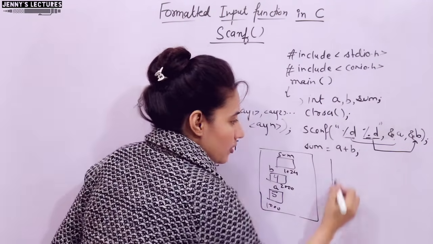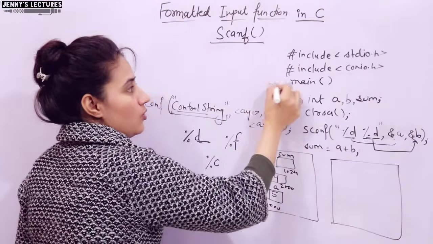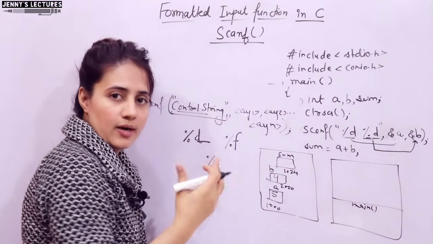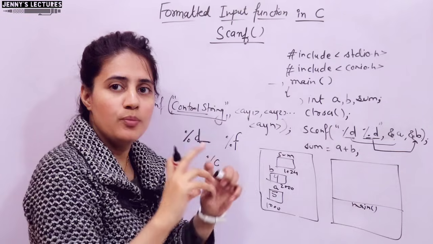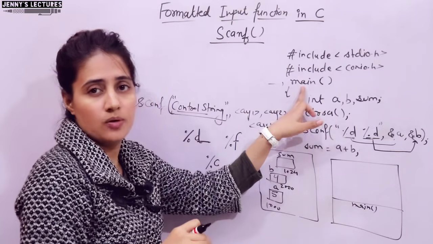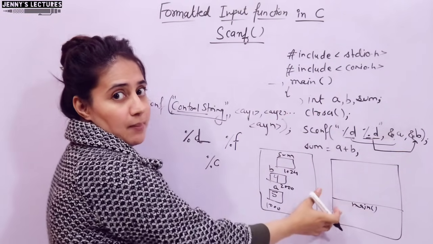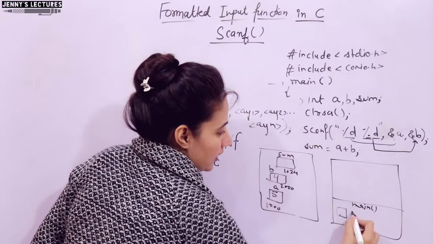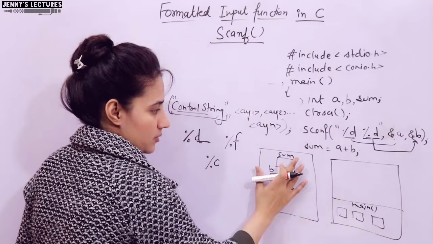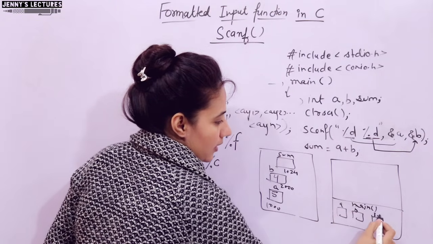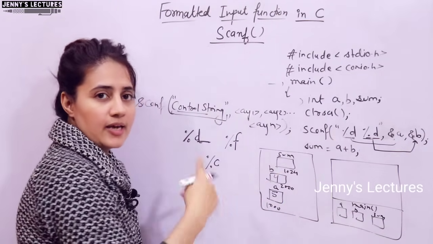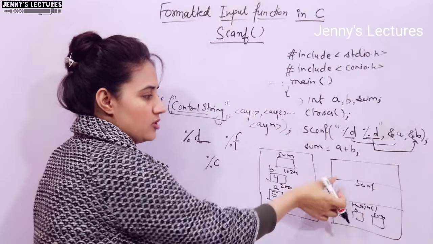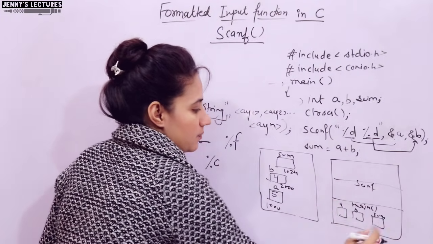What is the actual process? It is this. Whenever we call the main function, some memory would be assigned to the main function, right? When we do this function call, in main memory, suppose we have A, B and sum, like this. This is main, with A, B and sum. And whenever we call the scanf function, then some other memory would be assigned to this scanf function. This is our memory, right?